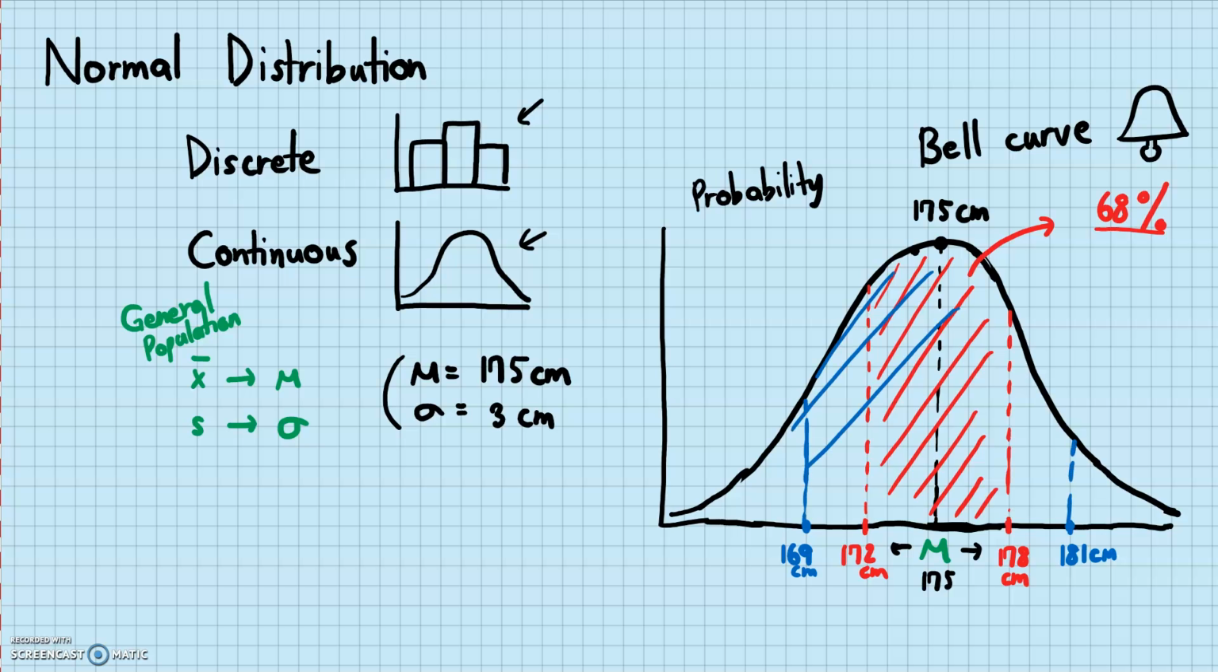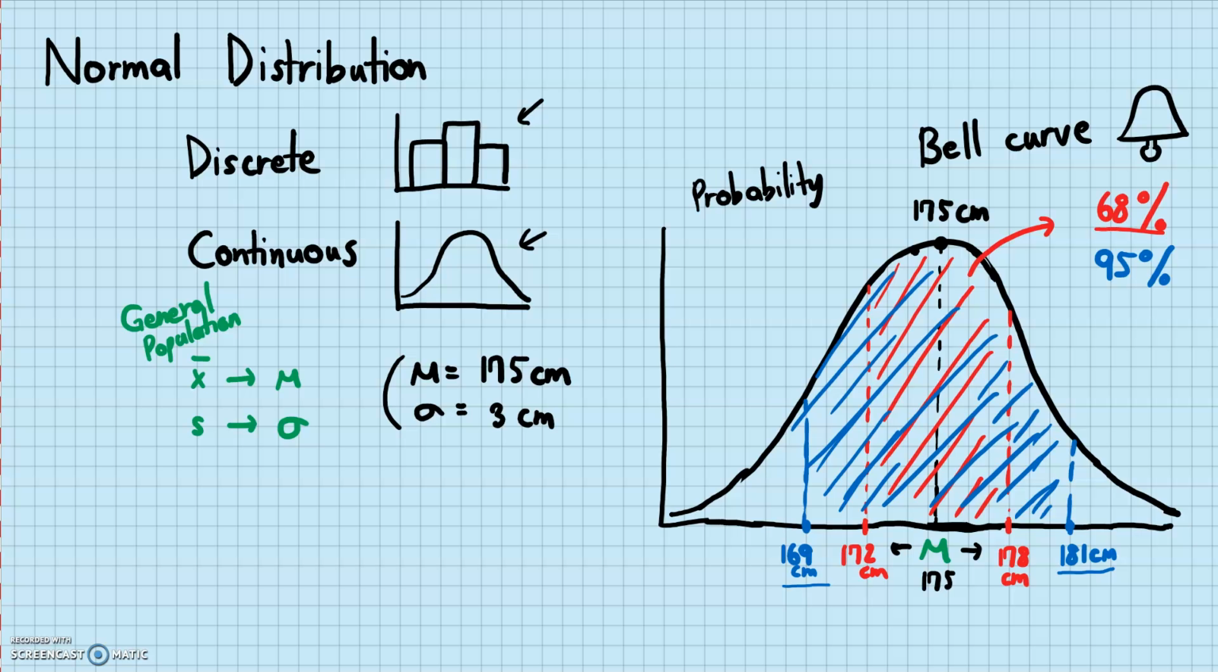So now this whole area here is going to include 95% of the population. So 95% of the population are going to be contained within 2 standard deviations from the mean, or they're going to be between 181 and 169 centimeters.